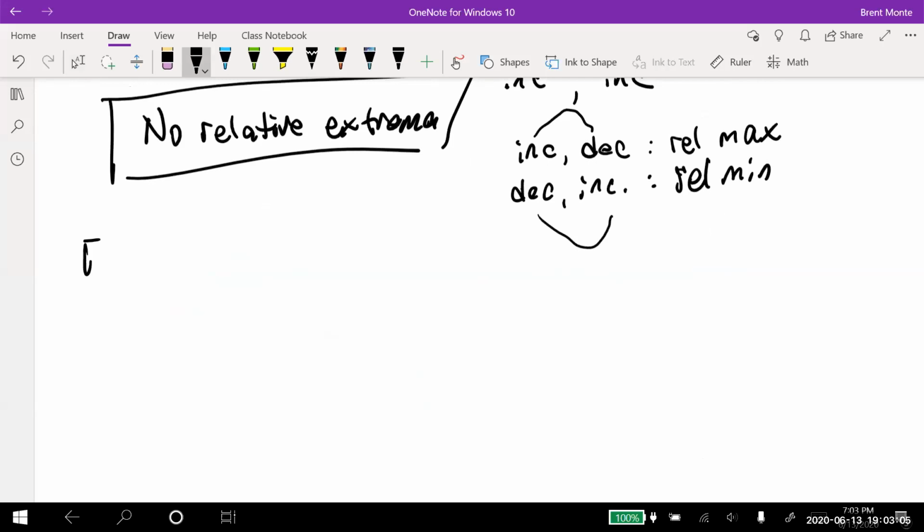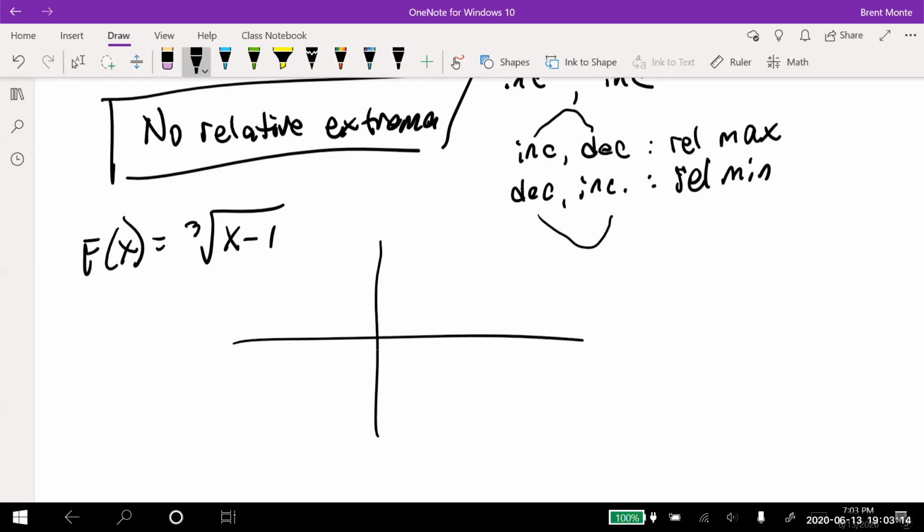It looks like this. Cubed root x minus 1. If you remember that, the minus 1 moves the graph over to the right one. A cubed root graph, we'll draw it in blue. It looks like this to the right, but it looks like this to the left. It looks like the top of a sideways parabola to the right, but the bottom of a sideways parabola to the left. And what's happening right here at 1, that's my tangent line.